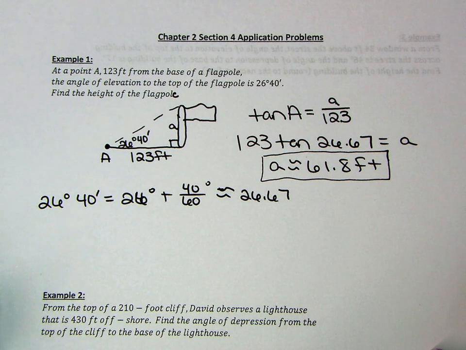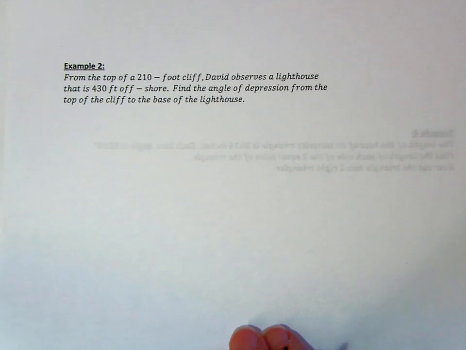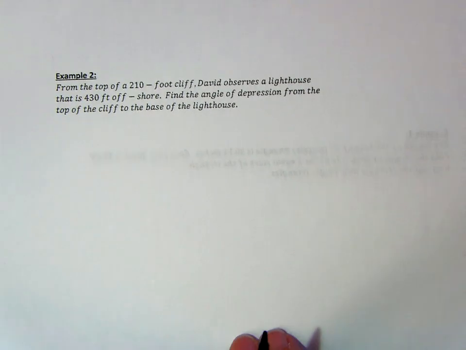No questions? Okay, let's do a depression problem, which again really isn't all that different than an elevation problem. It says, from the top of a 210-foot cliff, David sees a lighthouse 430 feet offshore. We need to find the angle of depression from the top of the cliff to the base of the lighthouse. This one, I just didn't type it. In my notes, I did specify on problem 1 to round to 1 decimal place. In my notes for this one, we're going to round to the nearest degree, since we're talking about the angle of depression.